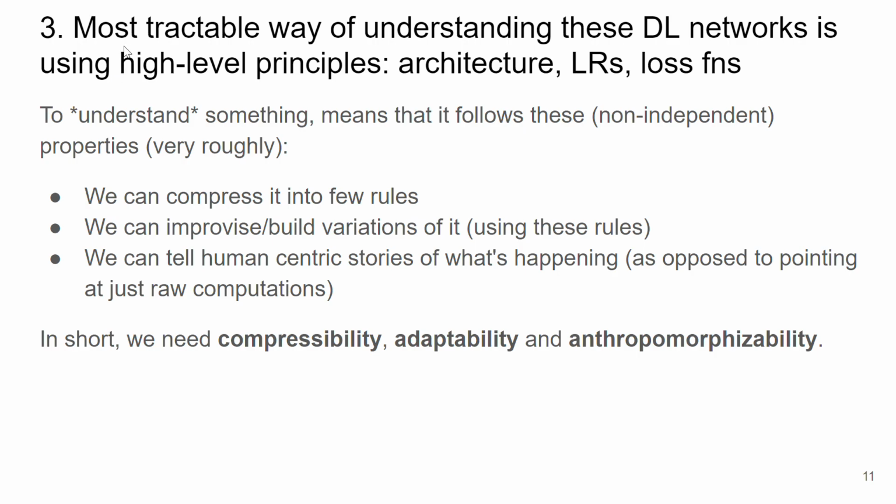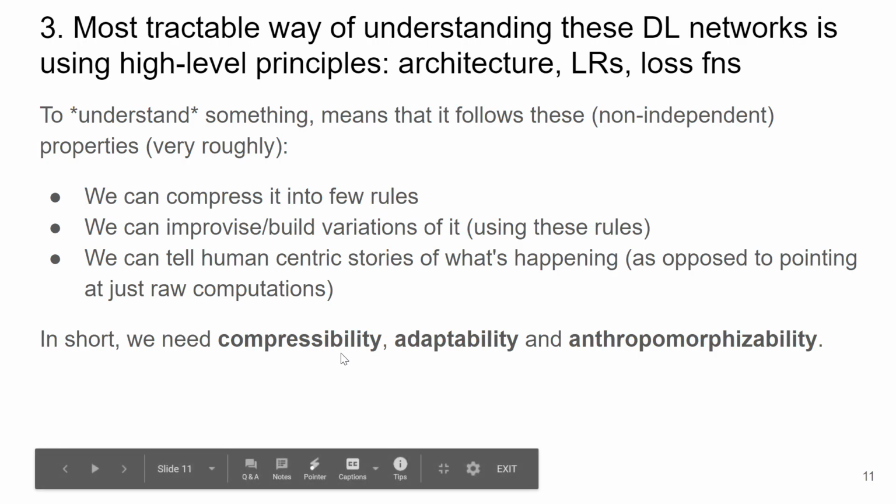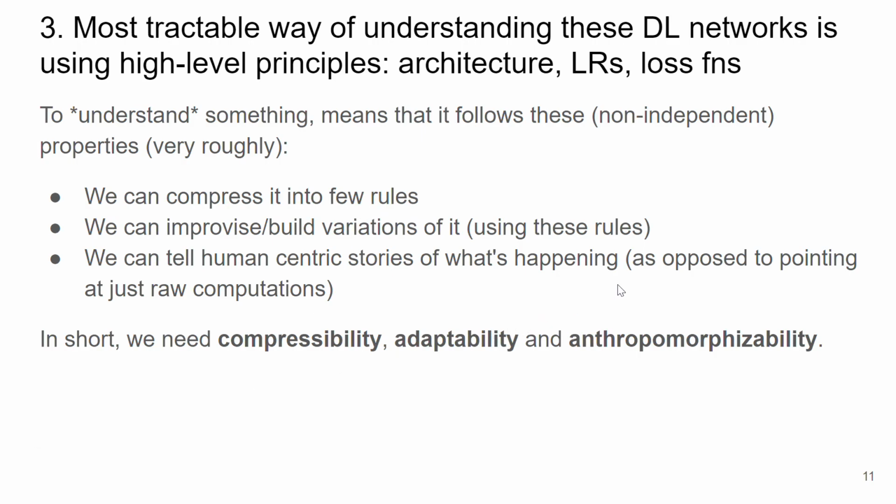Moving on. Then they start arguing that the most tractable way of understanding these deep networks is by using high-level principles of architectures, learning rules, and loss functions. So what do we mean by understand here? Let me define understand in the context of just this paper. To understand something means that it needs to follow the following properties. Number one, it can be compressed into a few rules. Number two, these rules must be able to convey a human-centric story of what is happening, as opposed to just pointing at raw computations. And it should be easy to build variations of it from these few rules. In short, we need compressibility, adaptability, and anthropomorphizability.